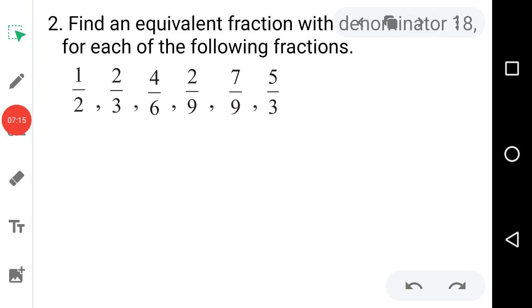Now see question number 2. Find an equivalent fraction with denominator 18 for each of the following fractions. Here we have to find the equivalent fraction for each fraction, but with denominator 18.